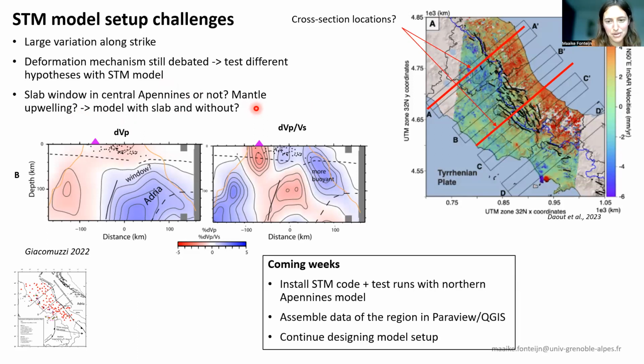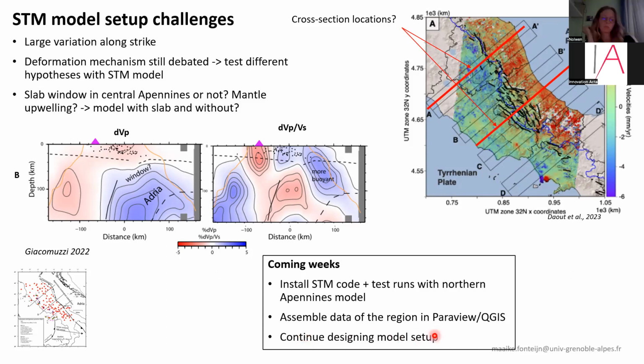So what I will do in the coming weeks is install the model code here on the server and do some test runs with the Northern Apennines model that already exists. I will also assemble all the data of the Central Apennines in ParaView or QGIS, and I will continue with designing the model setup. And that's it.